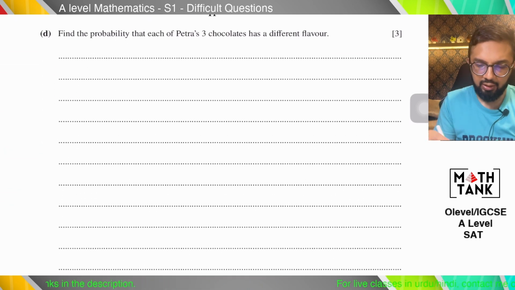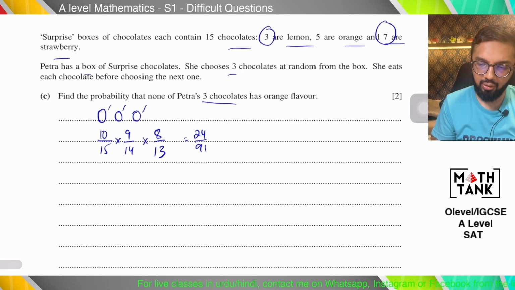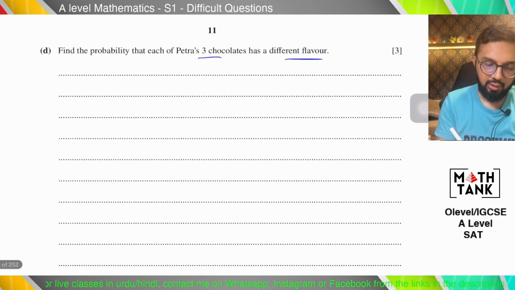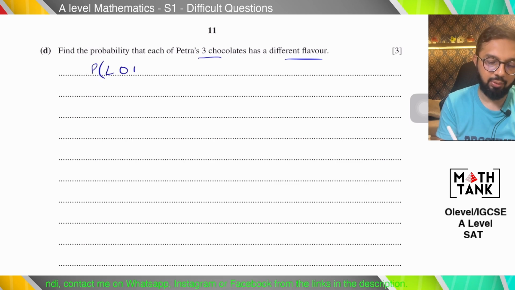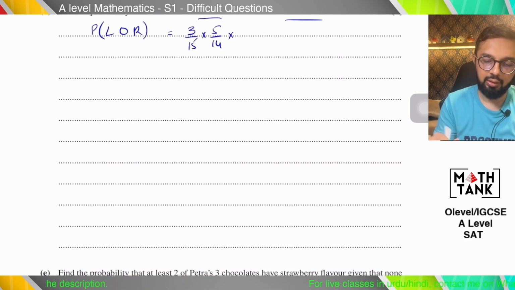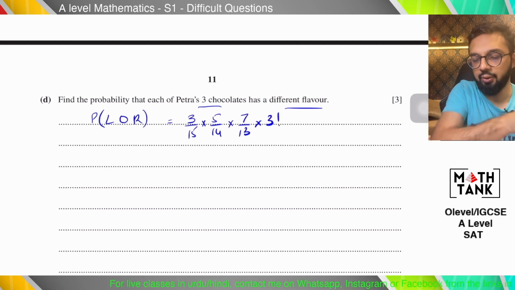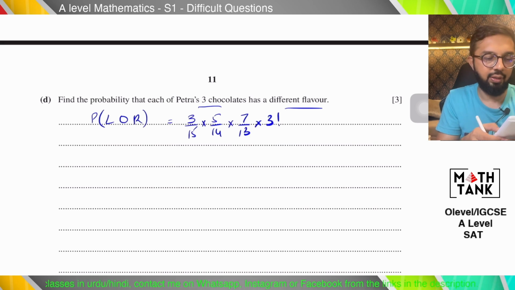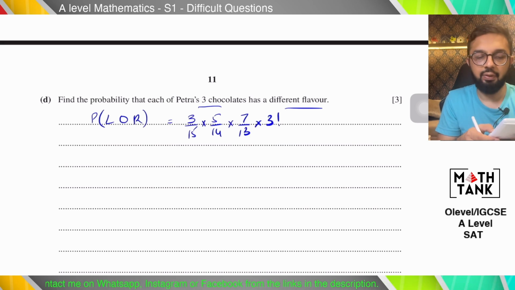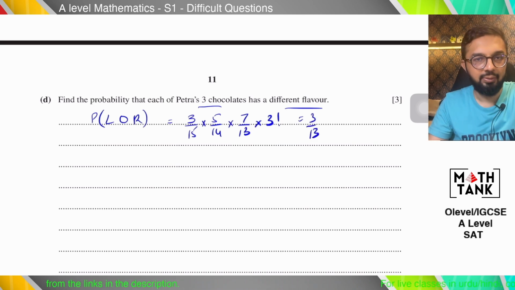Let's just find the probability that each of Petra's 3 chocolates has a different flavor. So I could get lemon, orange, and strawberry. Probability of lemon, orange, and strawberry, but I could get them in any order. So I'm going to say that 3 over 15, 5 over 14, and then 7 over 13 into 3 factorial. Why? Because they could come up in any order then. Okay, so 3 into 5 into 7 divided by 15 into 14 into 13. 3 over 13. Okay.